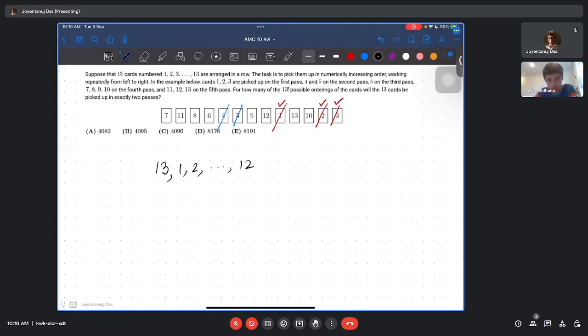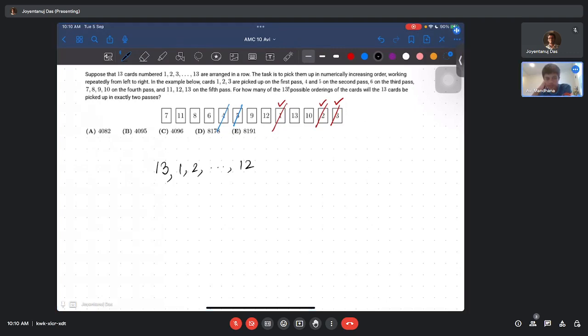Yes, more or less what we understood from the problem is that we have to do it in two passes, right? So the bunch should be arranged in such a way that in the first pass I get a set of numbers, and in the second pass I can pick out all the remaining numbers, right?